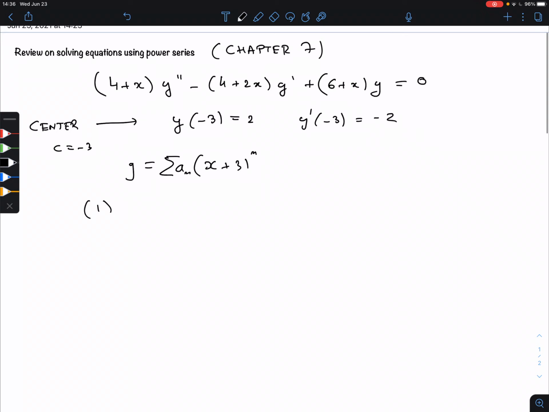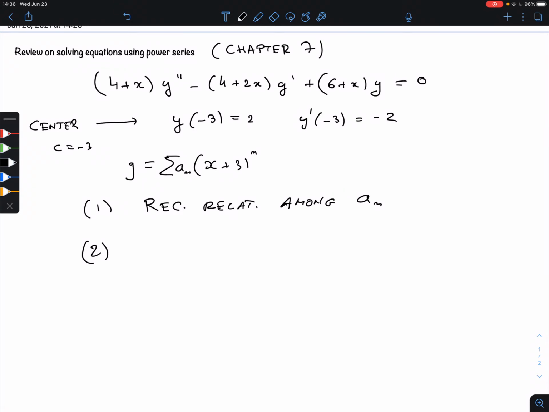Okay, so this is the solution that we're looking for. And there are two things I will ask. First of all, find a recursive relation among these coefficients a_n. This always exists because we are at ordinary points. I should mention that we only do ordinary points, and this means points where the factor in front of y double prime does not vanish. In negative 3, this is not the case. Now this does have repercussions nonetheless.